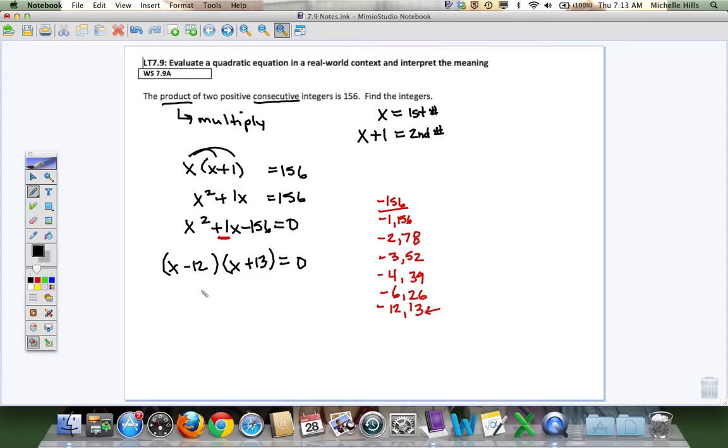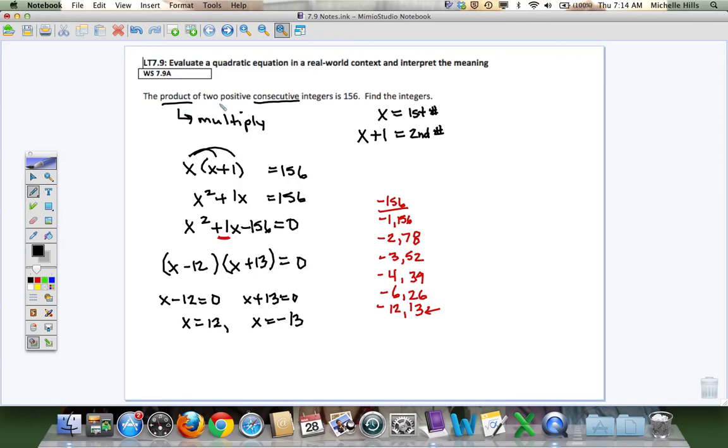Two things multiply together to give me an answer of 0. Well, that means that x minus 12 could equal 0, and this would work. Or x plus 13 could equal 0, and this would work to give me 0. I would add 12 to both sides here to get x equals positive 12. And I would subtract 13 from both sides here to get x equals negative 13. Now, I don't just circle this as my final answer. I go back and see what the problem was asking me to do.